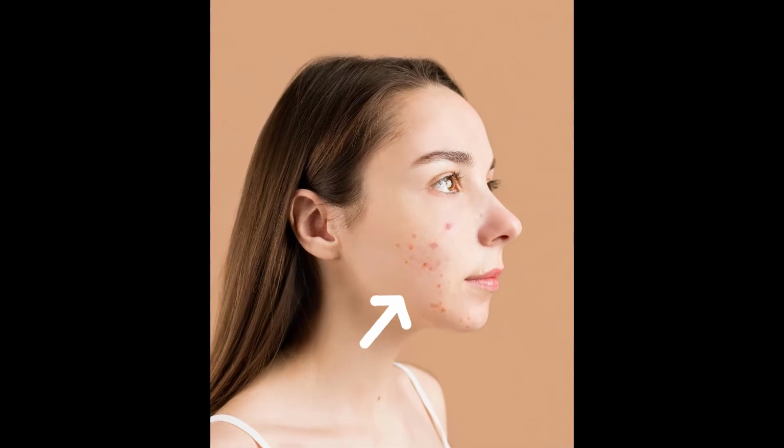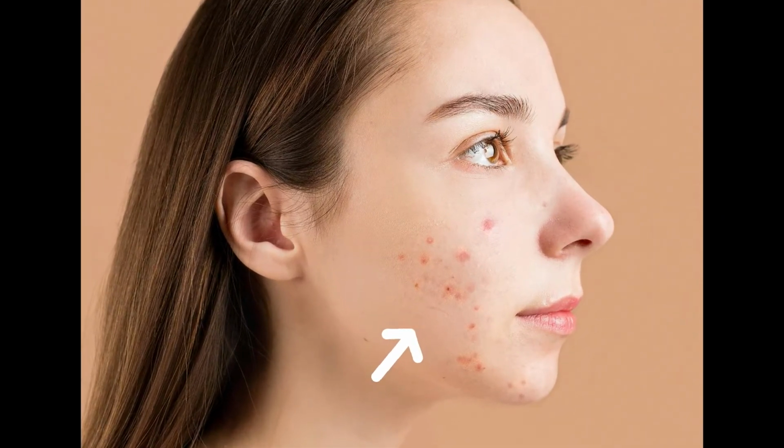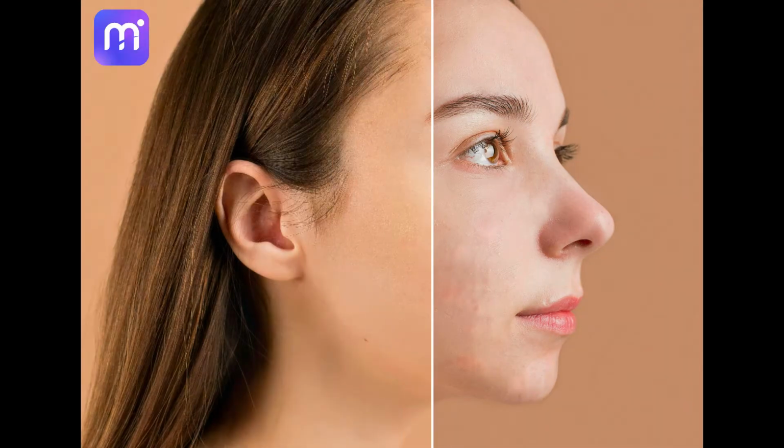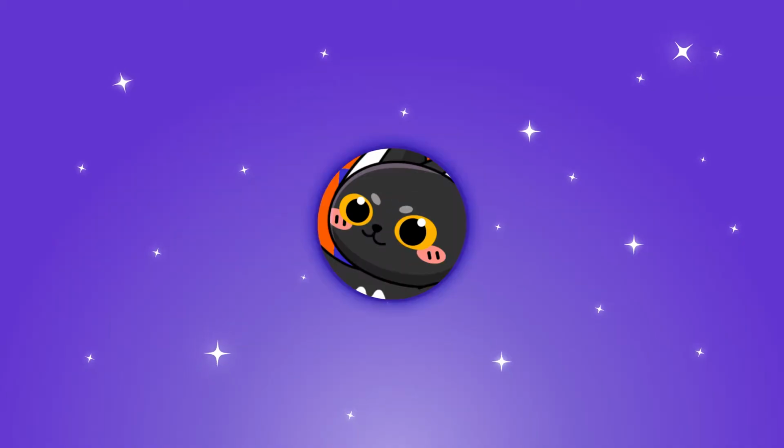For many people, acne, blemishes, and other imperfections in photos can greatly affect their aesthetic appeal. Today, we'll be comparing 3 popular photo editing tools: HitPaw Watermark Remover, Fotor, and Media.io, to see which one provides the best and most natural results. Let's dive in.